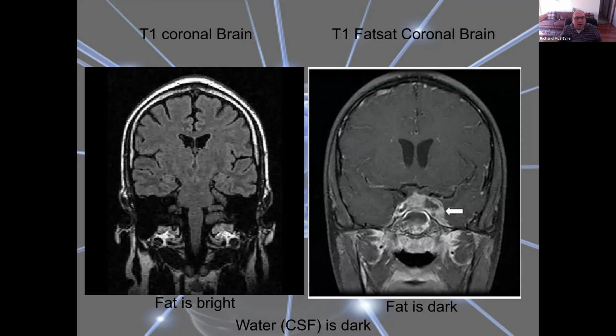So we have a coronal brain. Fat is bright, so you can see fat's bright by the subcutaneous fat. And you can see there, on T1, fat is dark. So we've just done a manipulation. In both of these, water is dark. So we've just done a little manipulation of the image.